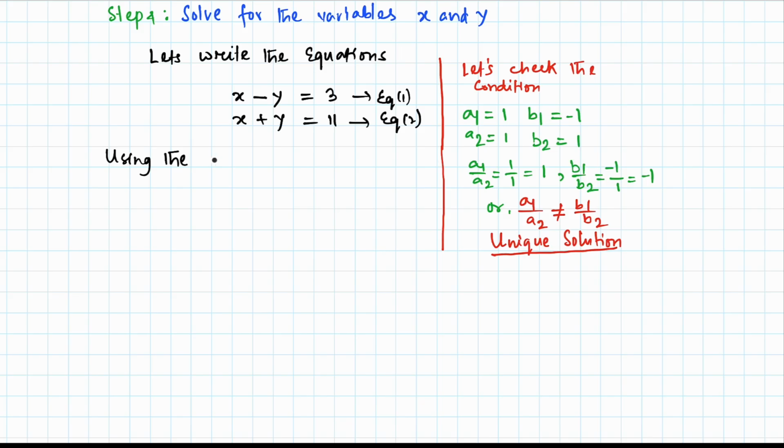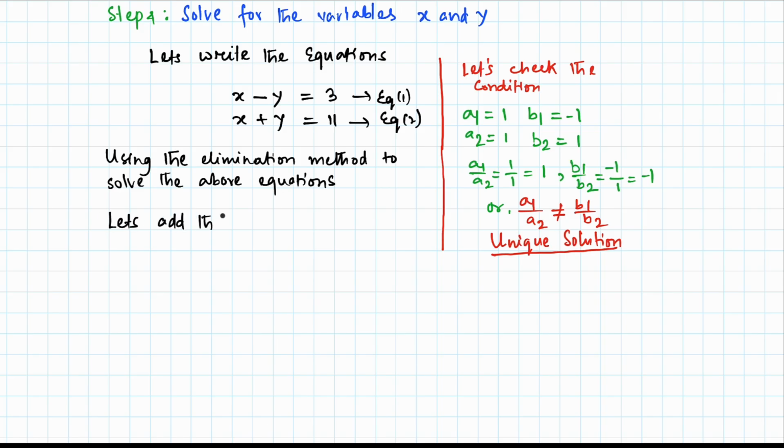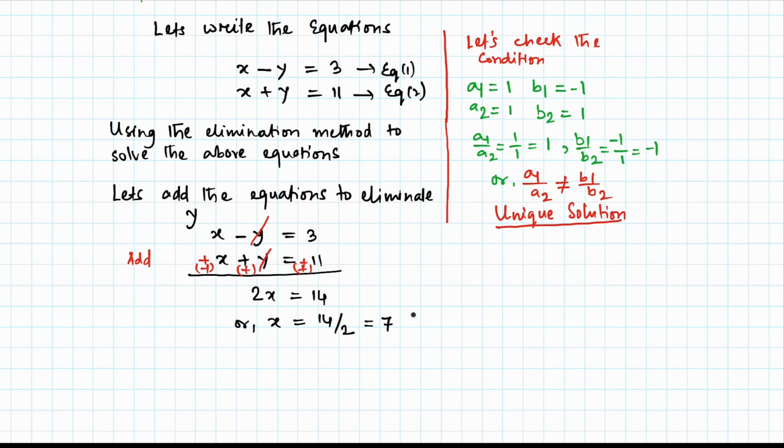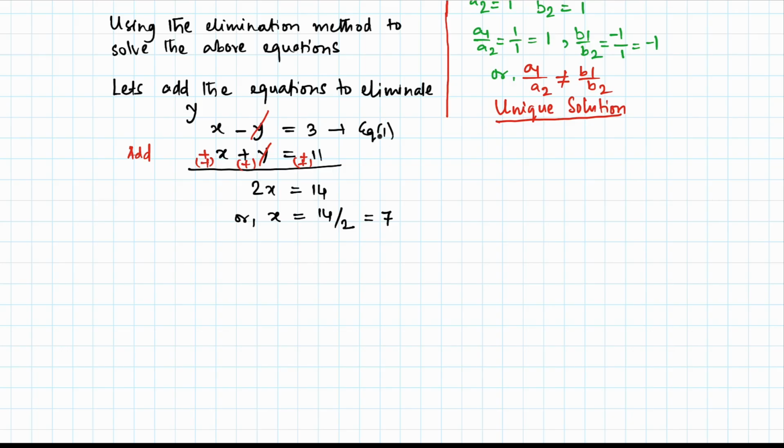Here also you will be using the elimination method to solve these equations, because the coefficients of y are the same, and we will try to eliminate y and find the variable x. So let's add the equations to eliminate y. So x minus y equal to 3 and x plus y equal to 11. We are adding these two equations, so the sign remains same. y got cancelled. 2x equal to 11 plus 3 is 14. So x becomes 14 by 2, that is 7. So you got the value of x.